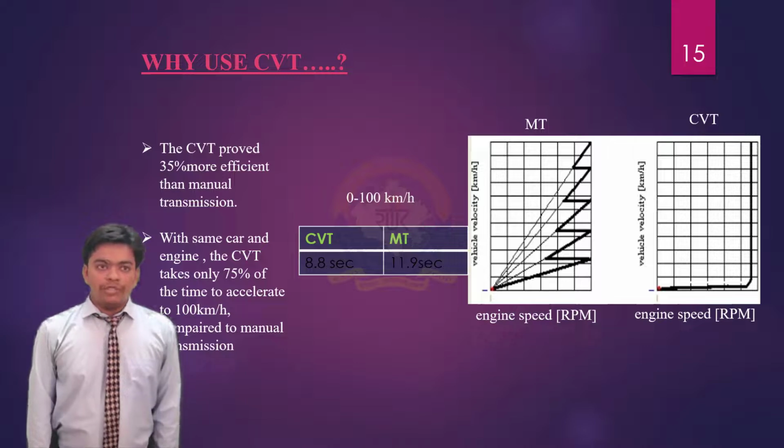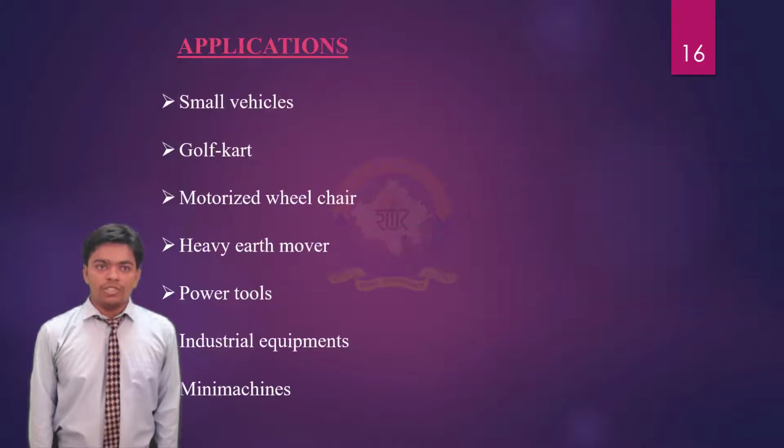Why do we use CVT? The CVT proved 35% more efficient than manual transmission. With the same car and engine, the CVT takes only 75% of the time to accelerate to 100 km/h compared to the manual transmission. CVT takes only 8.8 seconds to go from 0 to 100 km/h, but manual transmission takes 11.9 seconds.